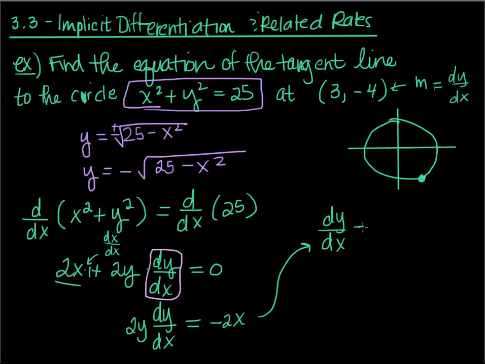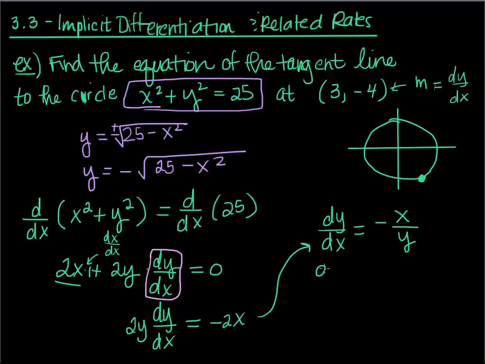Implicit differentiation is pretty awesome, because look at what we have now. We have dy/dx equals negative x over y. And what's even better about that is that if I want the slope of any tangent line on this circle, I just have to find the point that it goes through, take the x value and divide it by the y value, and put a negative in front.